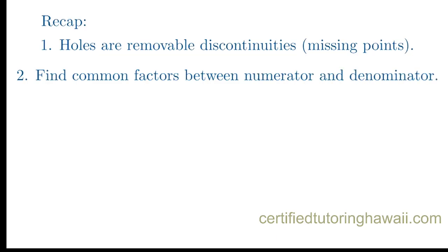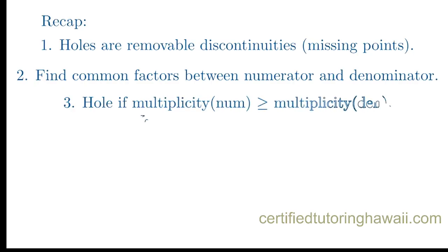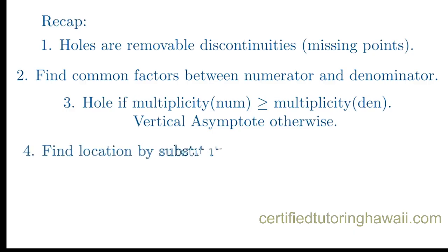The key rule for distinguishing between a hole and a vertical asymptote is to compare the multiplicities. If the multiplicity in the numerator is greater than or equal to the multiplicity in the denominator, you have a hole. If the factor remains in the denominator after simplification, you have a vertical asymptote. Finally, to find the y-coordinate of the hole, cancel the common factor to get a simplified function. Then, substitute the x value of the hole into that simplified function to find the y-coordinate.